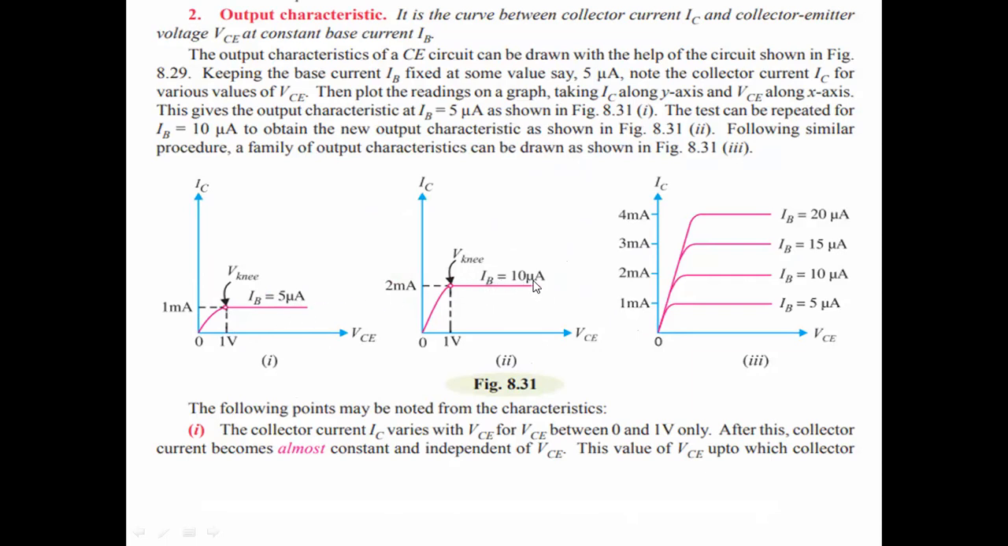Now we can increase the IB to 10 microamperes, and due to that, for the same input voltage of 1 volt, you will get 2 milliamperes of collector current. Similarly, if you increase the IB current from 10 to 15, the current increases to 3 milliamperes. Like this, the IC current is increasing. The collector current IC varies with VCE for VCE between 0 and 1 volt only. After that 1 volt, the collector current becomes almost constant.